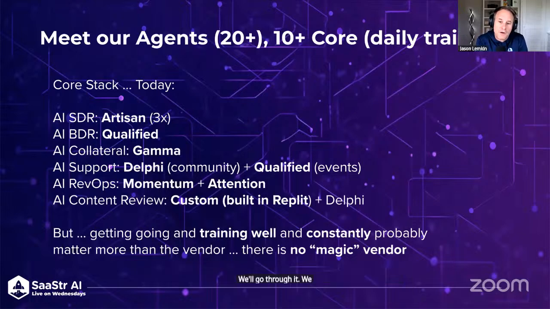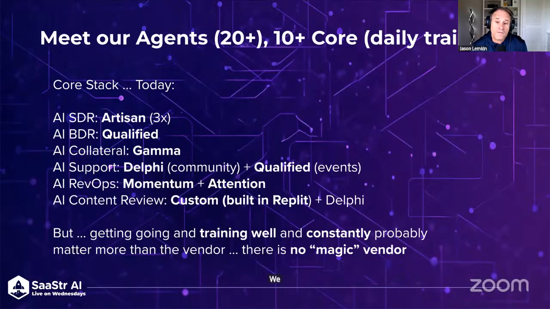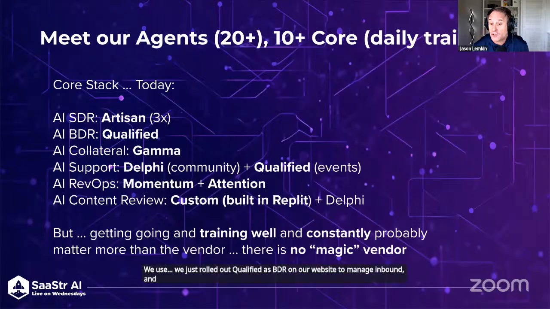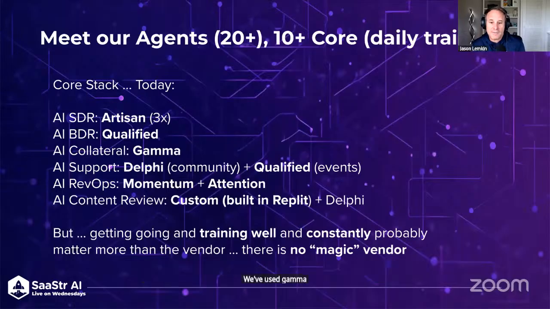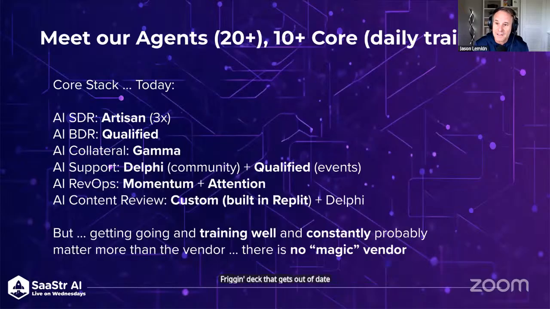We use an app called Artisan. We actually use 3 instances of it for AI SDR. Amelia will show you. We just rolled out Qualified as a BDR on our website to manage inbound, and it's already had a pretty strong impact. We've used Gamma almost since inception to automate sales collateral so that it's all dynamic, so that it's not the same old deck that gets out of date and is embarrassing.